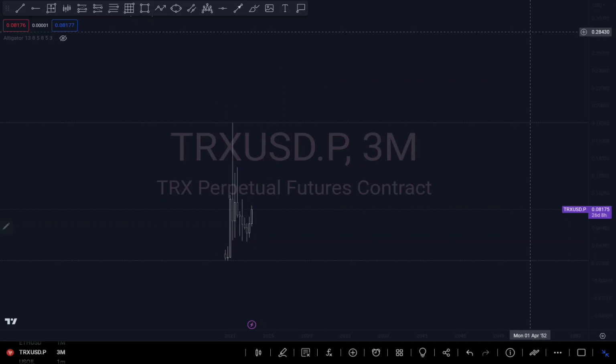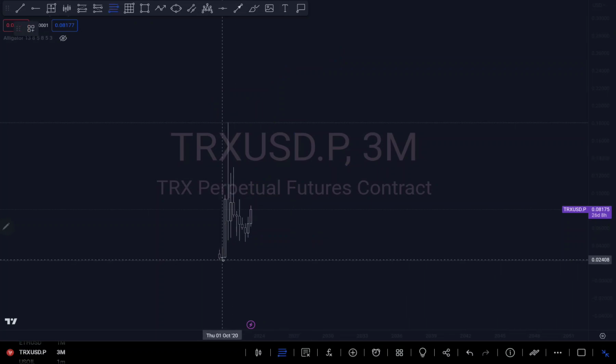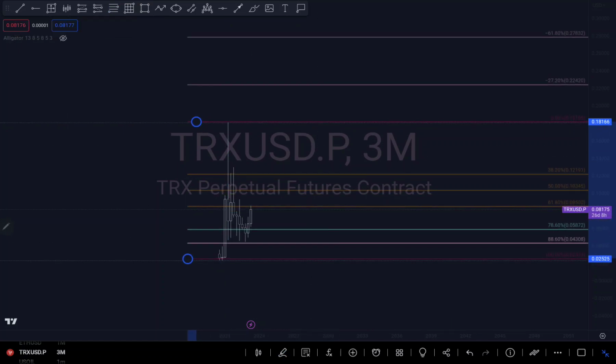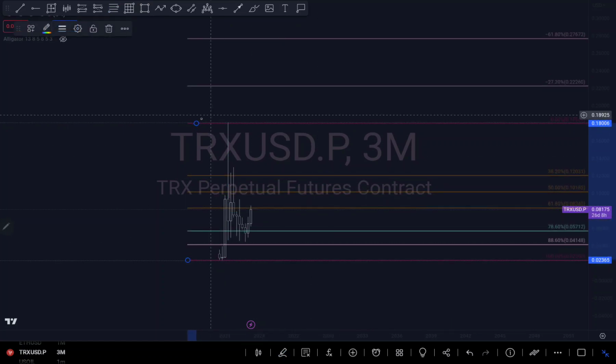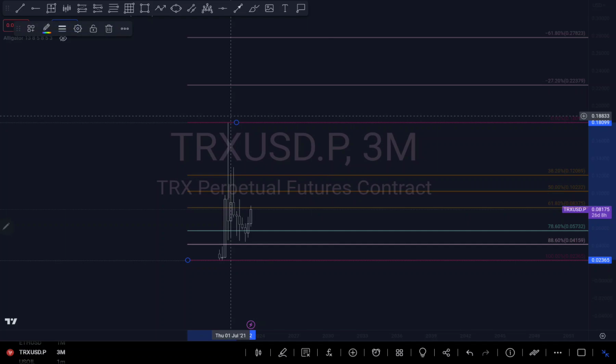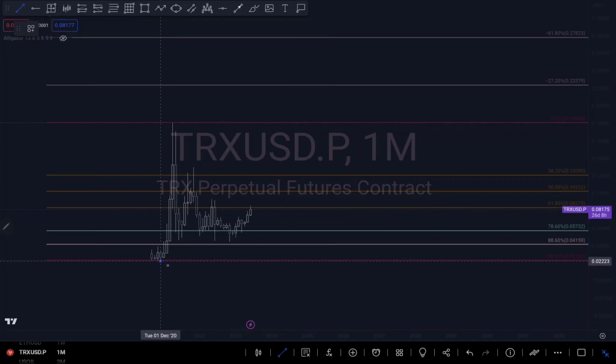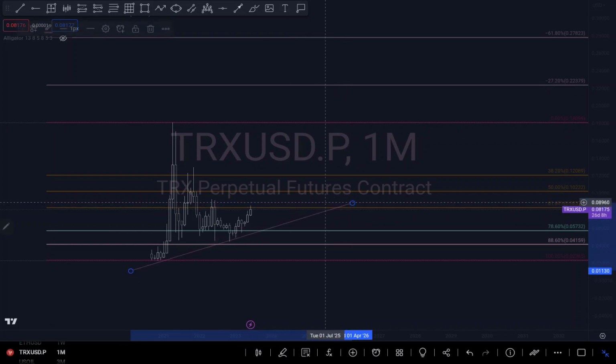So let me do a top-down analysis on TRX. So first of all, I'll start with my Fibonacci level, just to show where we are at that level. But since we are doing a top-down analysis, I'll be going to a smaller time frame to see what next. So I can draw a trend line from here to here. Yep, I can draw one trend line from here to here.